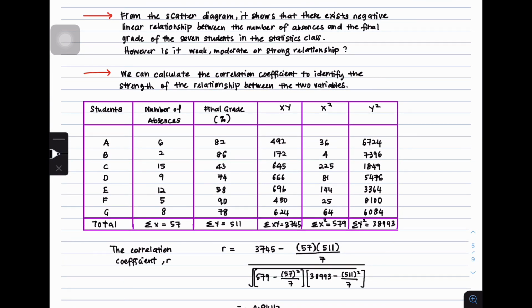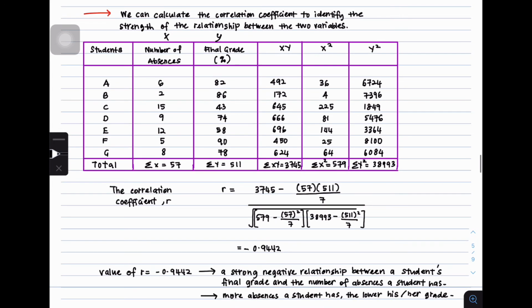Okay, and then X kuasa 2, so X adalah this one, Y adalah this one, so 6 kuasa 2, 36, 82 kuasa 2, you have this one. Okay, and at the end, awak akan dapat summation of X, summation of Y, this one is summation of XY, this one is summation of X square, this one is summation of Y square. You just need to masukkan dalam formula dan you will get the value of R. So kalau awak tengok dekat sini, value of R is negative 0.94.